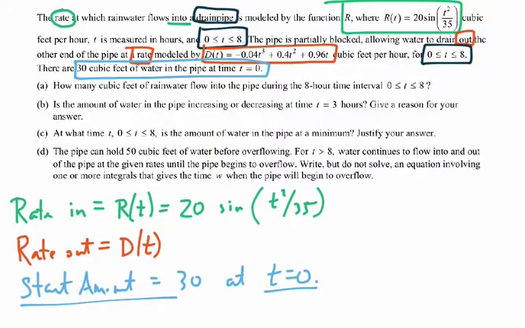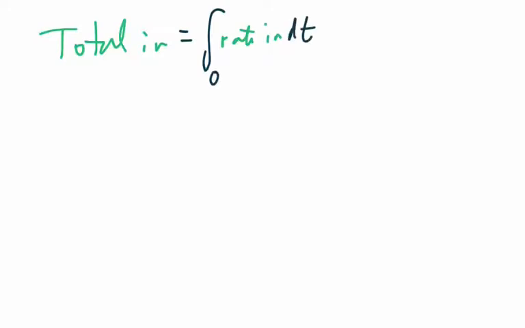So, A says, how many cubic feet of rainwater flow into the pipe during the 8-hour time interval of 0 to 8? So, when you parse this, you're like, okay, how many? That's sort of like the total. How many feet of rainwater flow into? That's like the total in. And we have a time interval. So, we're going to go ahead and set up our total in is going to be equal to the integral of the rate in dt. And that's going to go from 0 to 8.